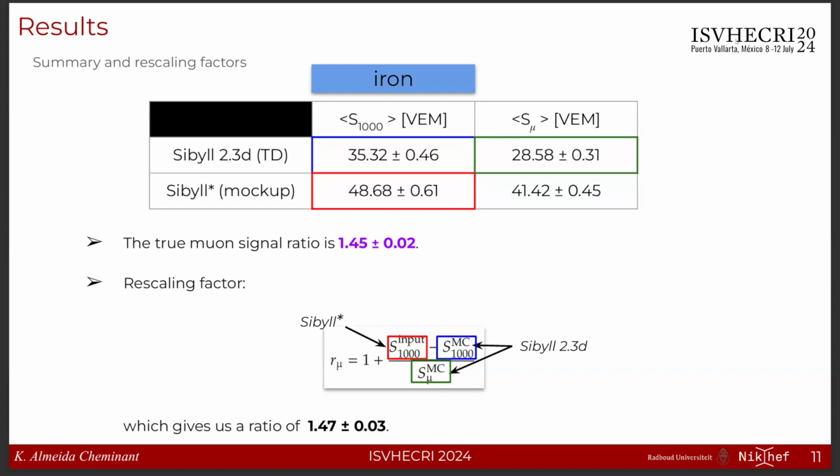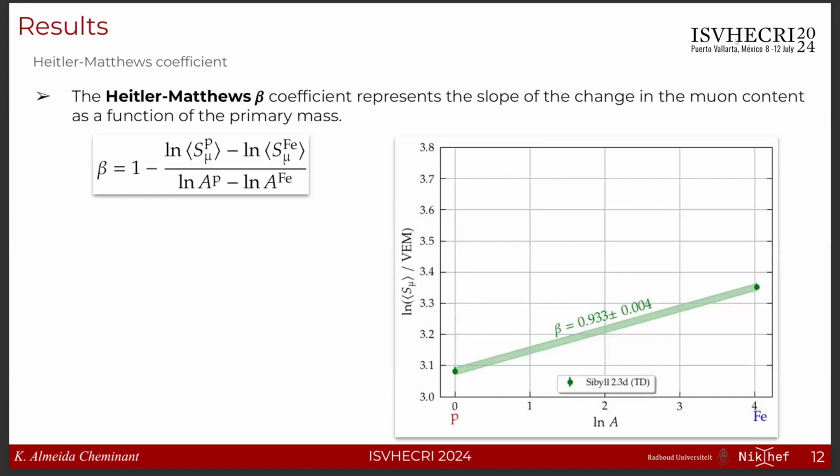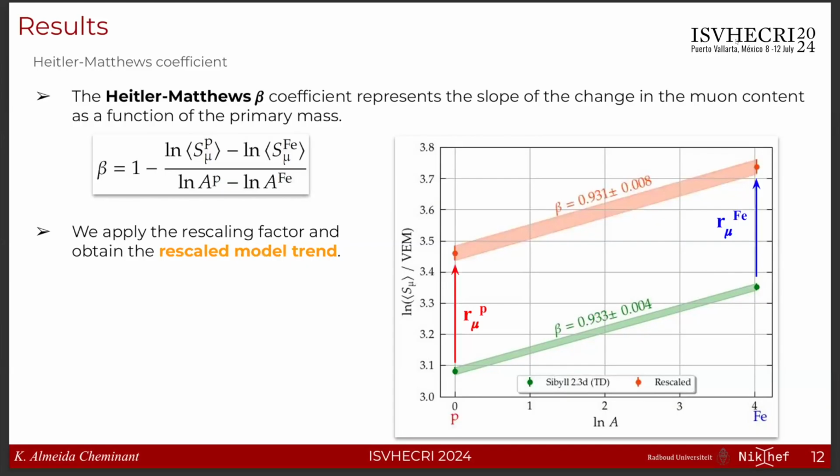As I explained at the very beginning, what is very interesting in this particular kind of analysis is this Heitler-Matthews beta coefficient, which is essentially, again, the slope of the evolution of your muon signal as a function of the primary mass. So for CORSIKA 2.3D, we know from the top-down simulations that we have this particular trend, this particular behavior, but now we also have our rescaling factors that I just calculated before. We apply them, and we now obtain our rescaled CORSIKA 2.3D with the beta coefficient that is shown here.